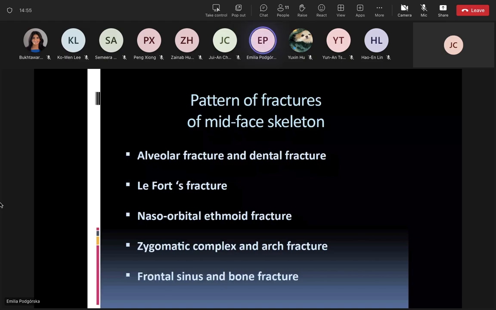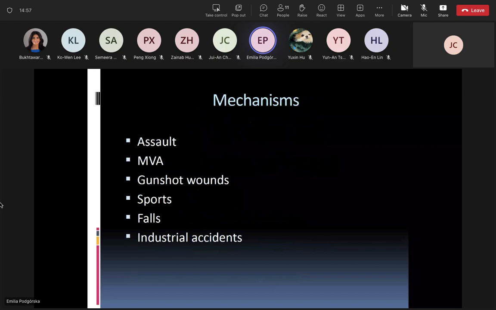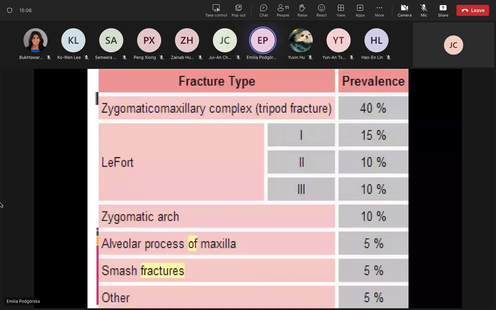Mechanism: assaults, motor bike accidents, gunshot wounds, sports, falls, industrial accidents. Prevalence: the most common fracture type is zygomatico-maxillary complex. And then we have Le Fort 1, Le Fort 2, Le Fort 3, zygomatic arch 10%, and 5% alveolar process of maxilla, smash fractures, and other.